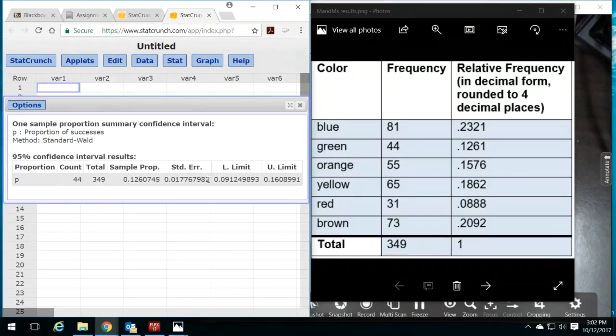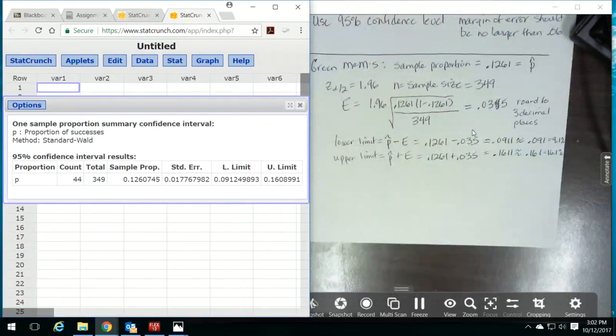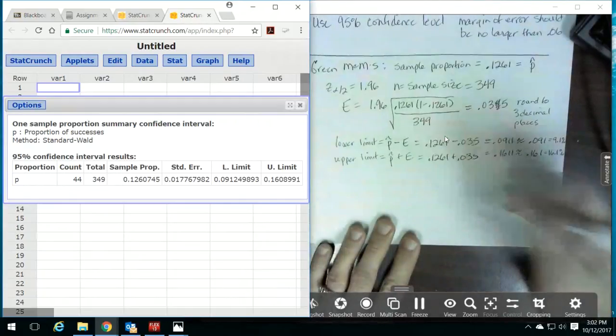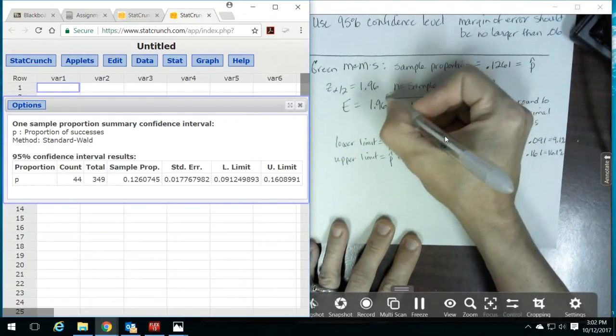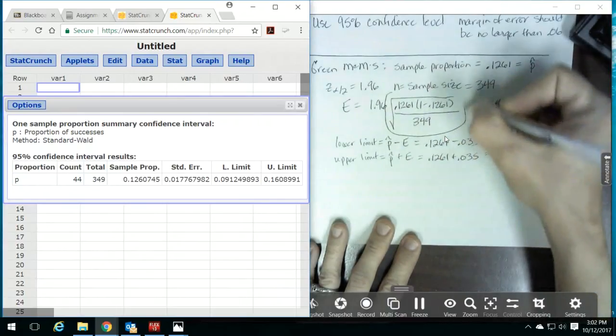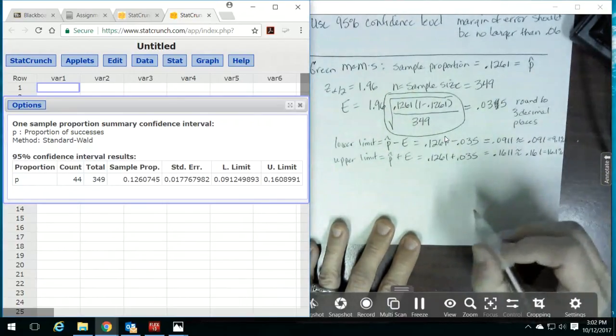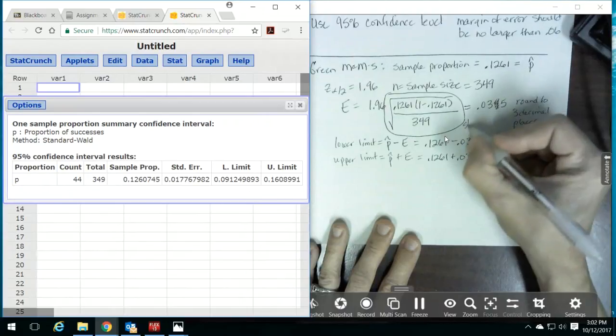Now, here where it says the standard error, that's actually part of our formula for the margin of error. Let me go back here and show you what part that is. So that's the part of the formula without the critical value. So this part in here, inside of the square root, this is actually your standard error.